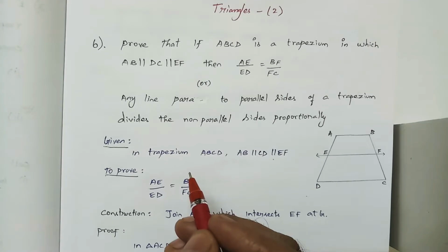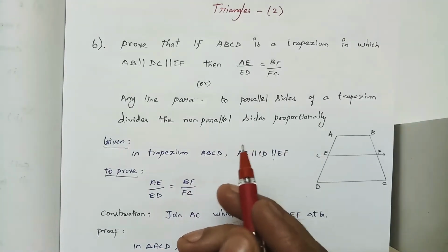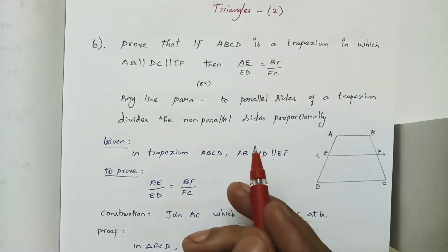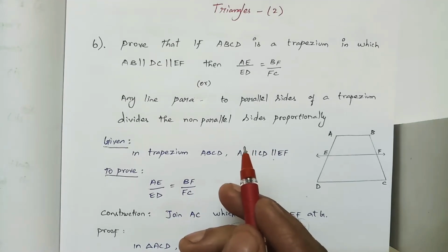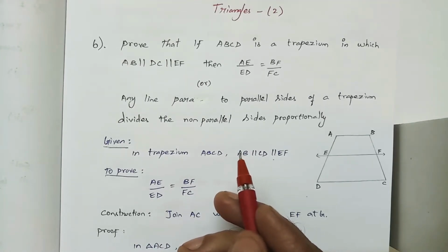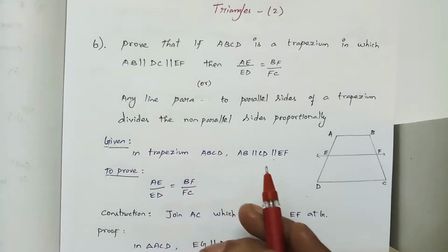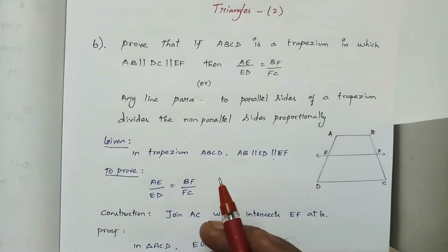The statement of BPT, the basic proportionality theorem, is nothing but: in a triangle, if a line is drawn parallel to any one side of a triangle, the remaining two sides are divided in the same ratio. That is the statement of the BPT. The converse of BPT is nothing but vice versa: if the ratios are equal, then the two lines are parallel. By using that, we are going to prove some proofs.